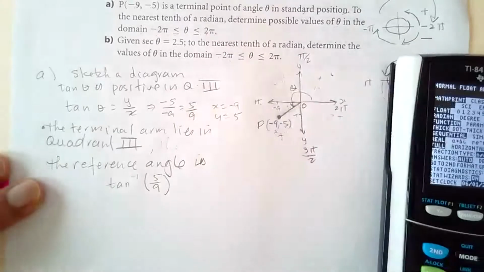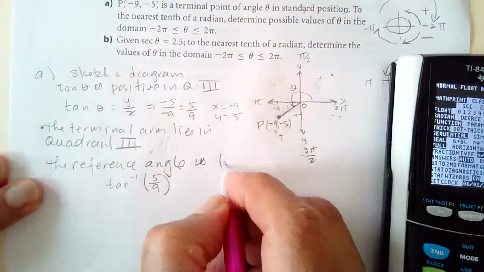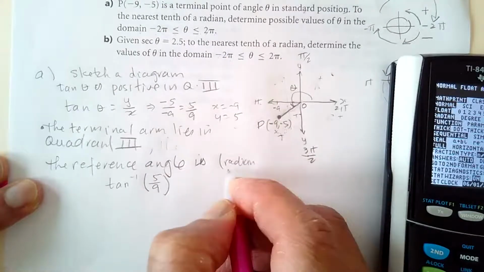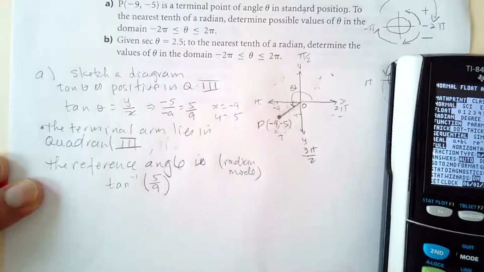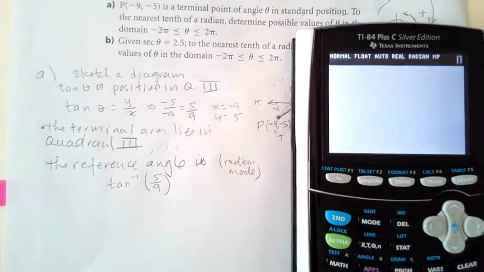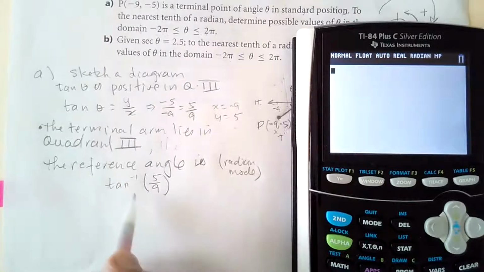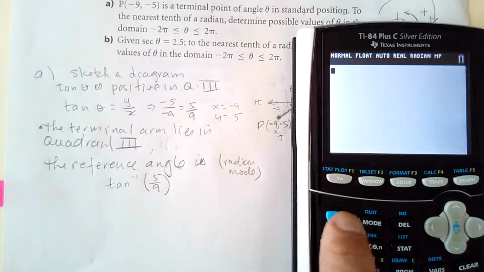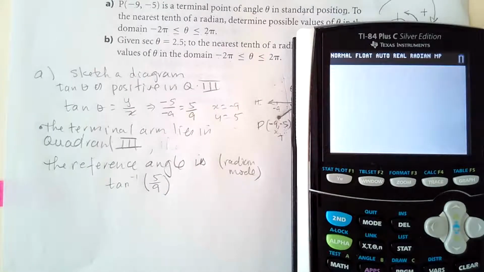If you want, I can write that here: radian mode. So make sure you're in radian mode. I'm there now. Okay, quit that. Now I want to use the inverse, so I want to find the measure of the angle in radians.